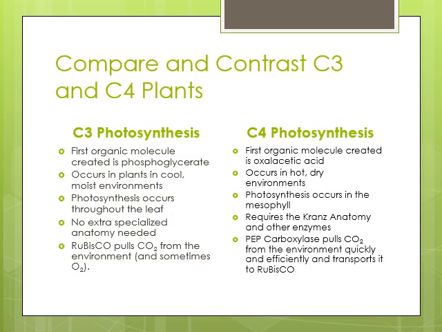So that's C3 and C4 plants. Where C3 plants, the first molecule is 3 carbon, and C4 it's 4 carbon. C3 is in cool, moist environments. C4 is in hot, dry environments. C3 photosynthesis is throughout the leaf. C4, it's in the inner cells of the mesophyll. C3, you don't need any specialized anatomy. C4, you need that Kranz anatomy. C3, Rubisco pulls CO2 from the environment, sometimes oxygen. In C4, it's PEP carboxylase that only pulls CO2 from the environment and takes it to the Rubisco.